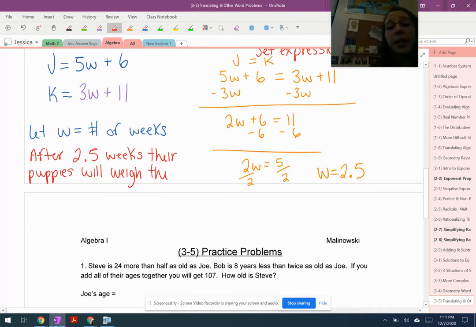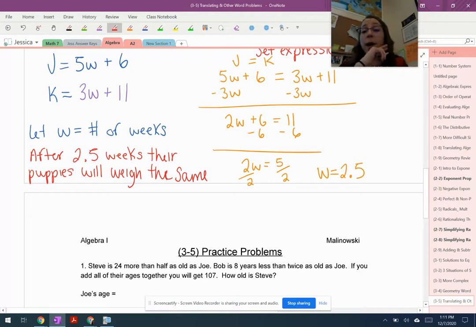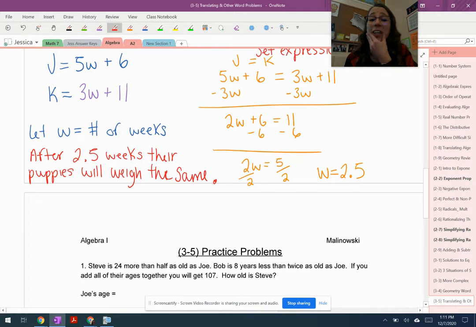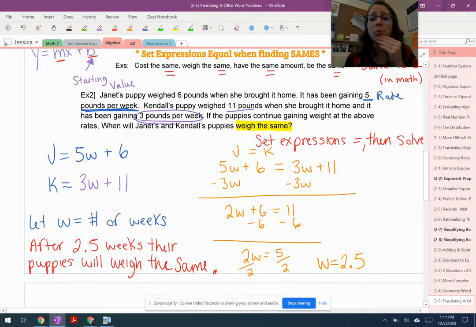So now we don't really care here, and we're not concerned about the fact that their puppies probably aren't going to continue growing at the same rate like that, because we can't control that. But that's not what the problem's talking about. You answered the question: after 2.5 weeks. And that was why it was important that the problem said if the puppies continued gaining weight at the above rates. We know realistically that's not true, but if it were to be true, then go forward.